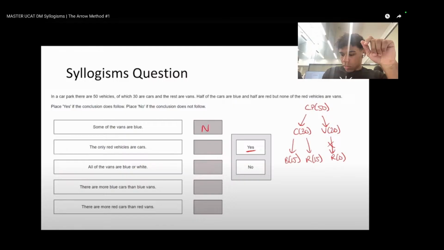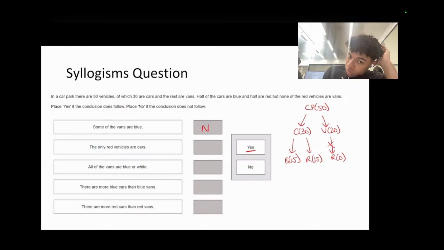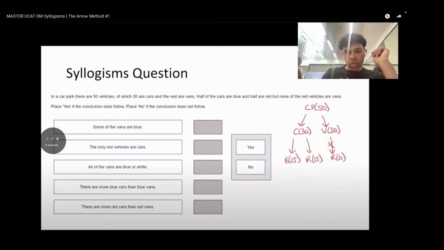Hypothetical. This first one has to be false. The only red vehicles are cars. Because of this idea of what I was saying about making the opposite true, creating the hypothetical, this first one has to be false. The only red vehicles are cars, okay? So we know that there's cars and vans and none of the... cool, let's have a look at the questions.